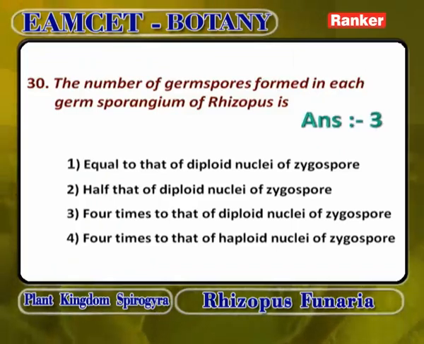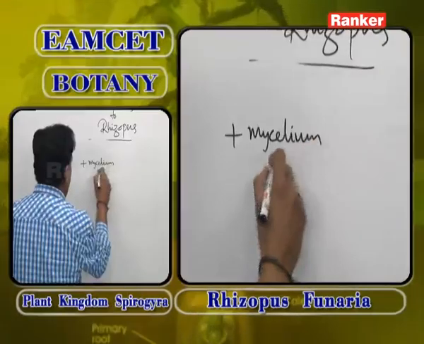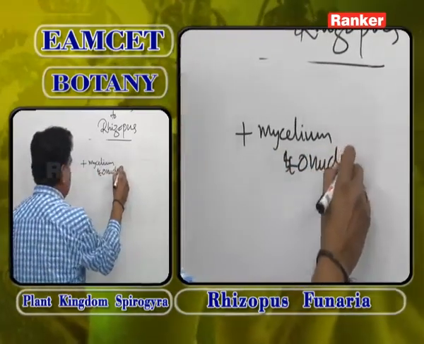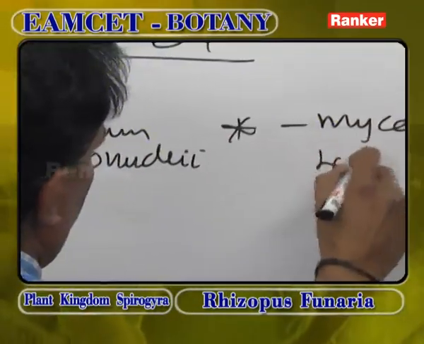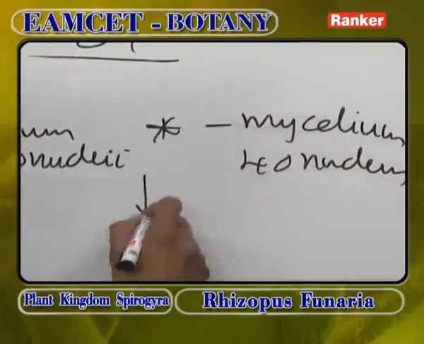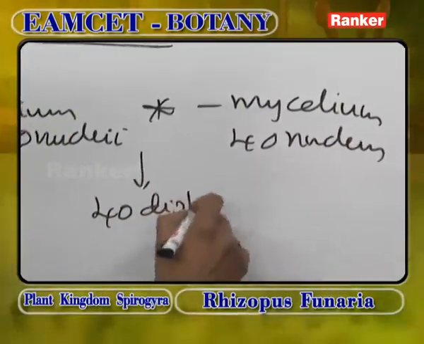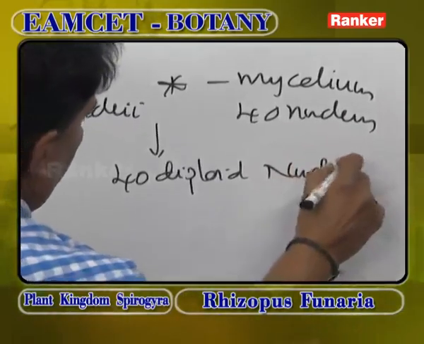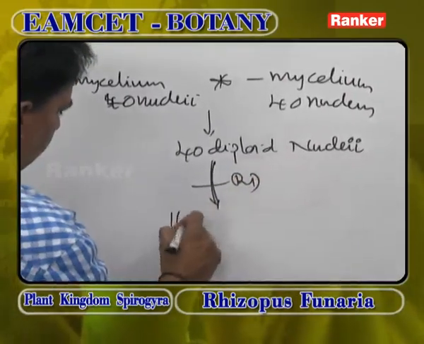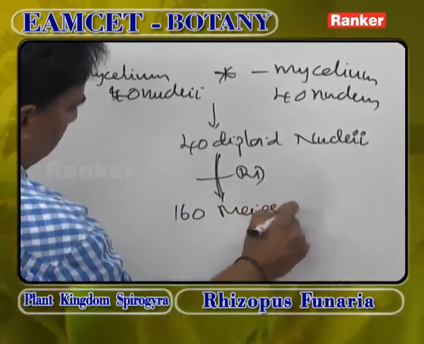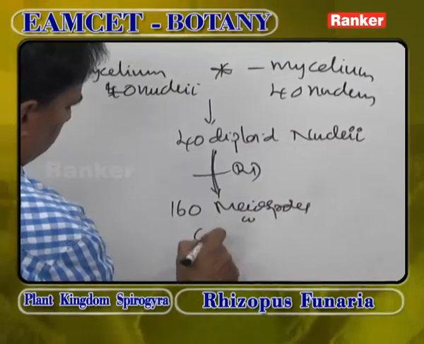The number of germ spores formed in each germ sporangium in Rhizopus. Suppose the plus mycelium has 40 nuclei. Think that. The minus mycelium has 40 nuclei. When both these fuse, 40 diploid nuclei are formed, because the haploid nuclei fuse to form the same number of diploid nuclei. These 40 diploid nuclei undergo reduction division and form 160 meiospores or germ spores.